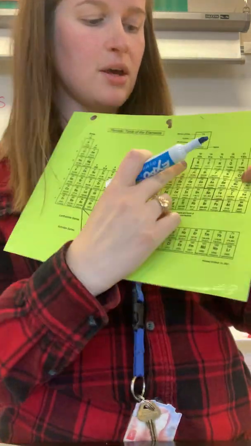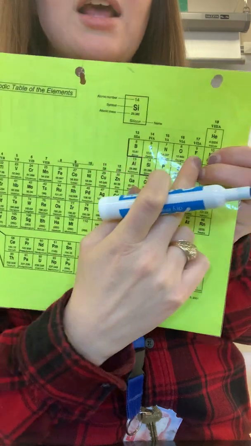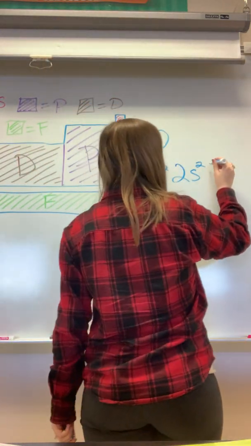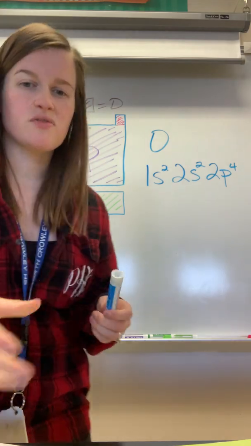Now I'm over here, still in row 2. So I need to remind everybody that this is energy level 2. Now I'm in the p section. And I'm going to count over 1, 2, 3, 4. So I'm going to have p, 4. And this is the electron configuration for oxygen.